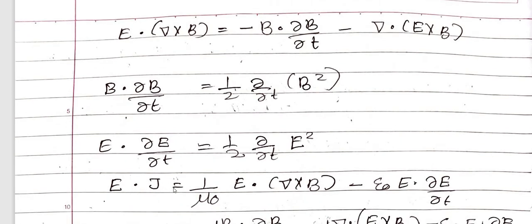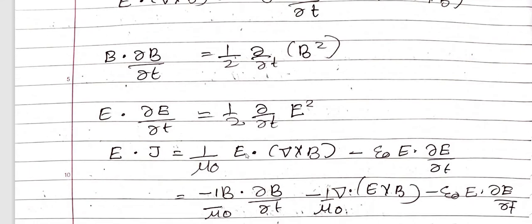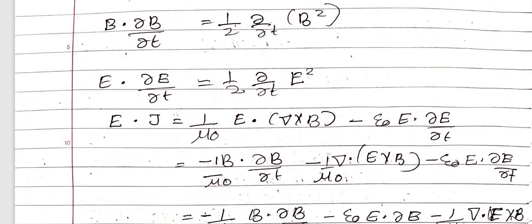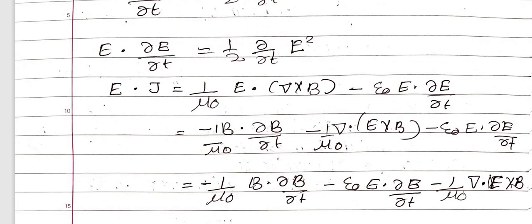E dot J is equal to 1 by mu 0 E dot del cross B minus epsilon 0 E dot dou E by dou T. So we know that E dot del cross B can be written as 1 by mu 0 minus 1 by mu 0 B dot dou B by dou T minus 1 by mu 0 del dot E cross B, and this term remains as such, that is minus epsilon 0 E dot dou E by dou T.